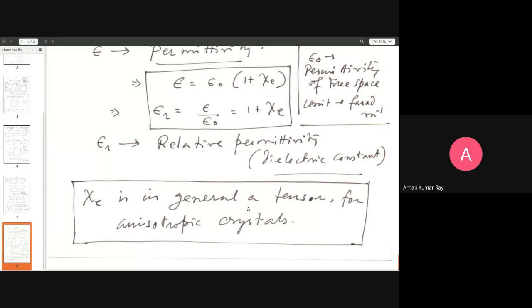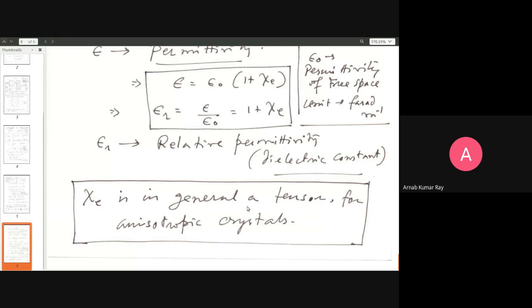So what do I mean by anisotropic? First of all, let us try to understand isotropic. Iso means same. So whenever you say something is isotropic, you refer to it having the same property in all directions: along the x direction, along the y direction, along the z direction. An isotropic material will have the same properties in all the directions. An anisotropic material will have different properties along different directions.